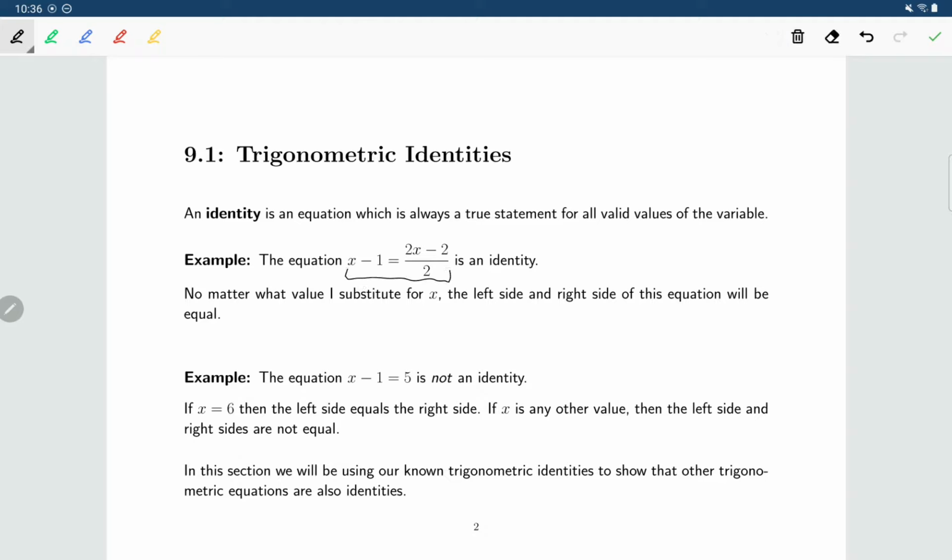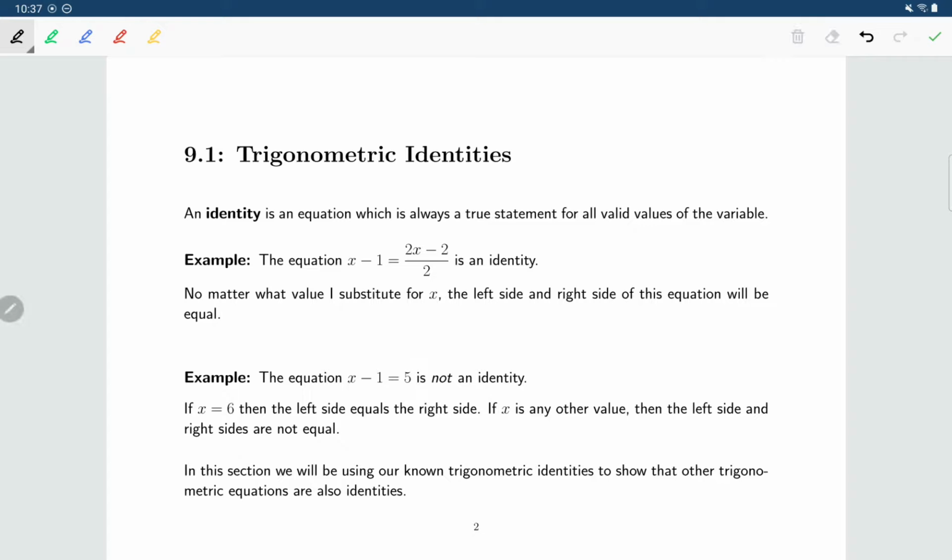If you have a statement that's not always true, you could call it a conditional statement. Something like x minus 1 equals 5. That's a conditional statement. It's true sometimes, but it's not true all the time, which means it's not an identity. The only value of x here that makes the left side and the right side equal to each other would be the value of 6. But for any other value of x, the left side and the right side are not equal to each other. So that's why that's not an identity.